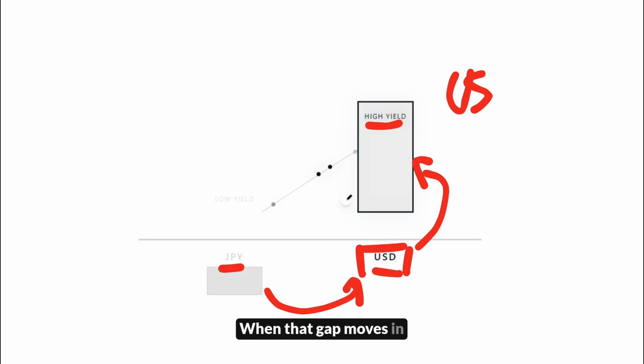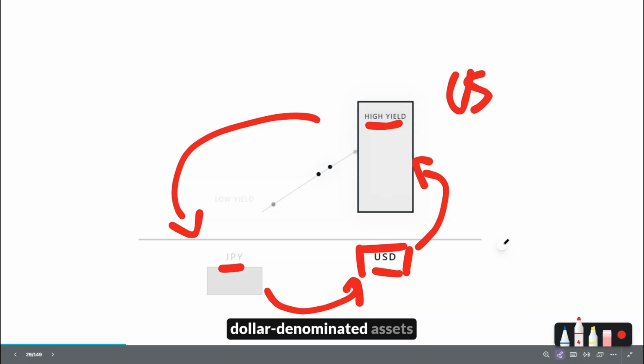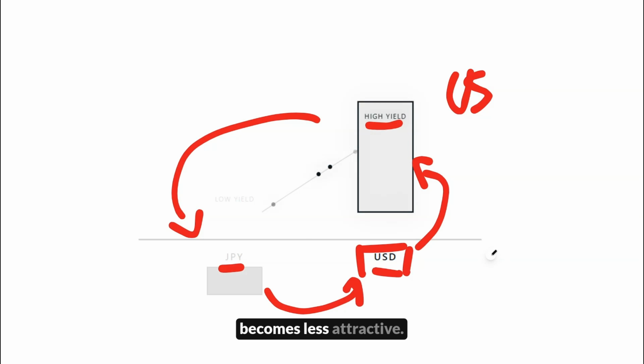When that gap moves in the opposite direction, so for instance there's a lower yield in the US and maybe the yield of the Japanese yen remains the same, this dynamic goes to the opposite side. People start exiting because it's not a high yield anymore in the US dollar, and then they go into whatever they want to go. So the advantage of holding dollar-denominated assets becomes less attractive.